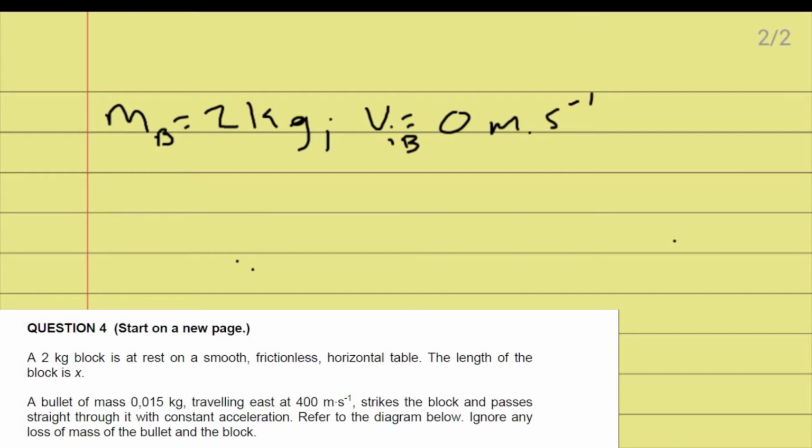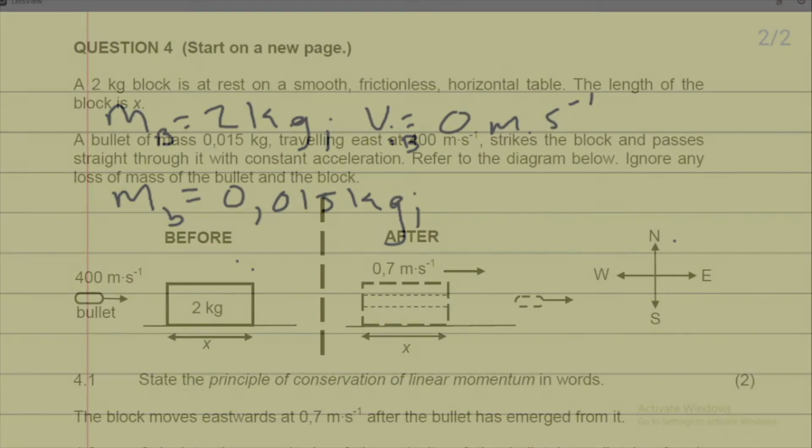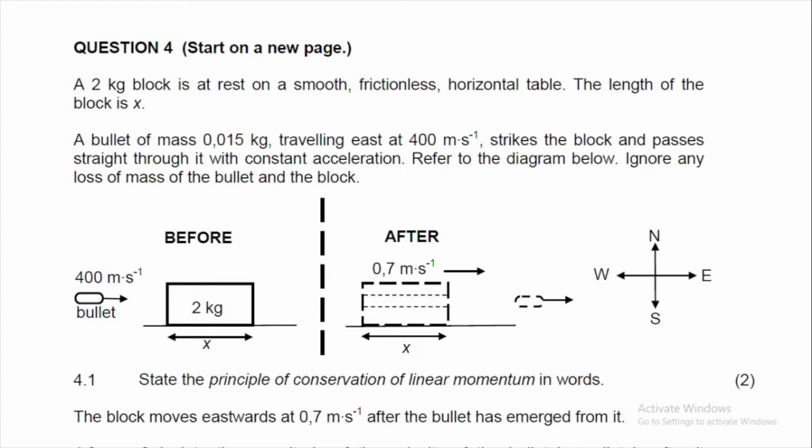And then let's look at the mass of the bullet, which I will denote with a small b. The mass of the bullet is 0.015 kg, and then the initial velocity of our bullet, it is given as 4. So they say it's traveling what? It is traveling eastward, in an easterly direction.